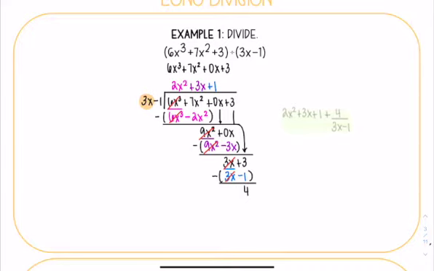So the way we would write our final answer is 2x squared plus 3x plus 1, just how we wrote it on the top. And then to add the remainder in, we put plus 4, since that was the remainder, over the outside, which is 3x minus 1. So our final answer is 2x squared plus 3x plus 1 plus 4 over 3x minus 1.